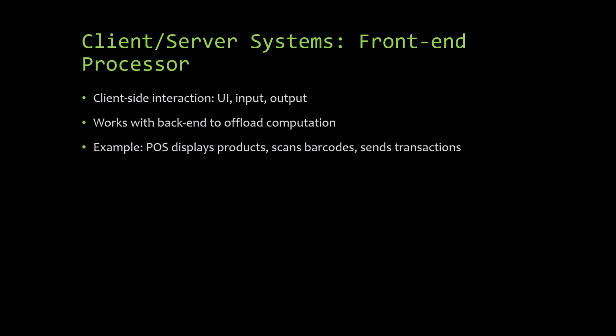The front-end processor operates on the client side, handling user interface rendering, capturing input, and displaying output. It complements the back end by offloading user-facing tasks. For example, a retail point-of-sale system shows product information, records barcode scans, and sends transactions to the server. This provides seamless user interaction while the back end manages heavy computation.